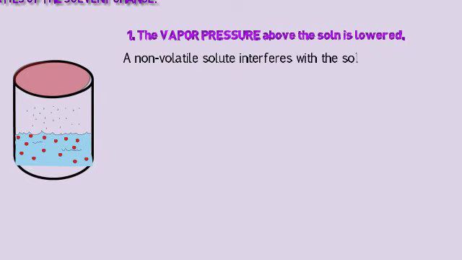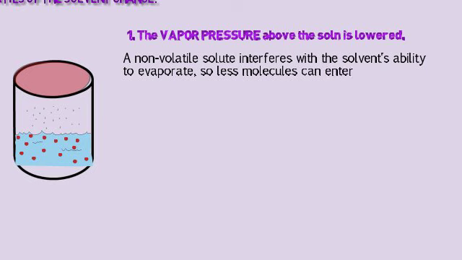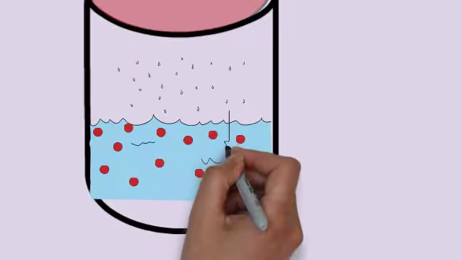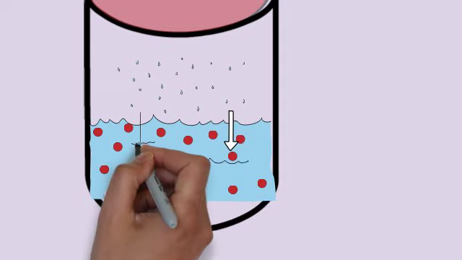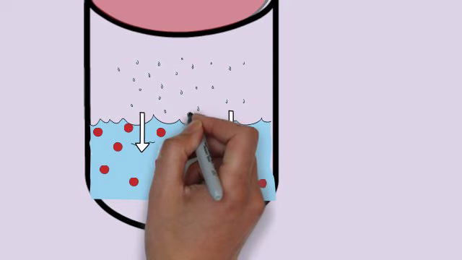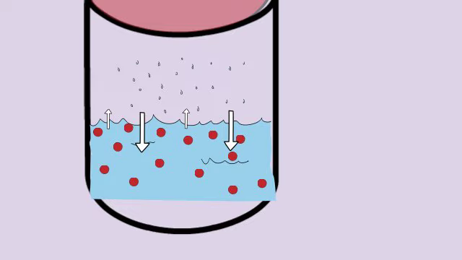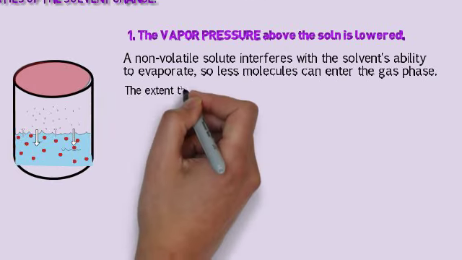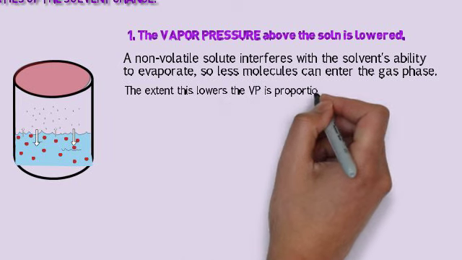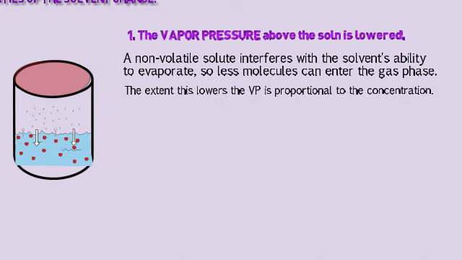It interferes with the solvent. It breaks up the intermolecular forces and annoys the entire system, so the solvent cannot evaporate as well. So less molecules can enter the gas phase above the liquid. So there will still be some gas molecules above, but less of it can escape. The extent this lowers the vapor pressure is proportional to the concentration of the solute.